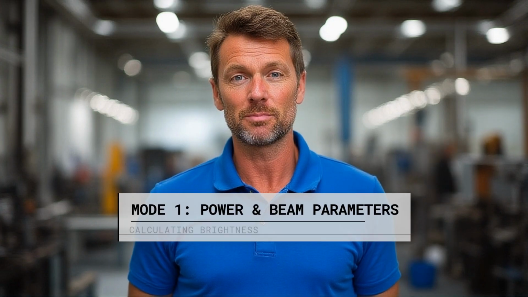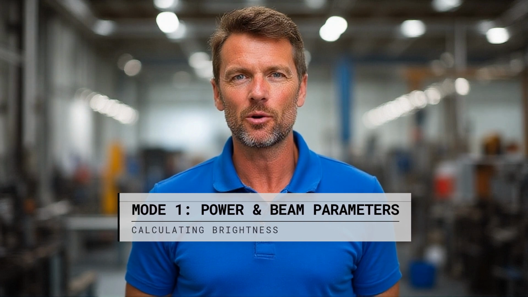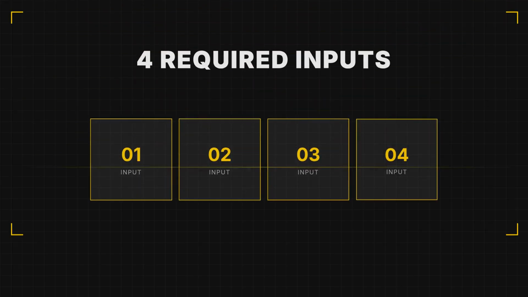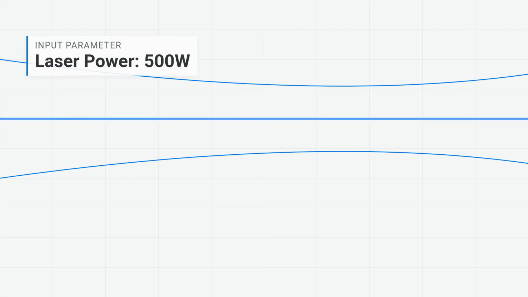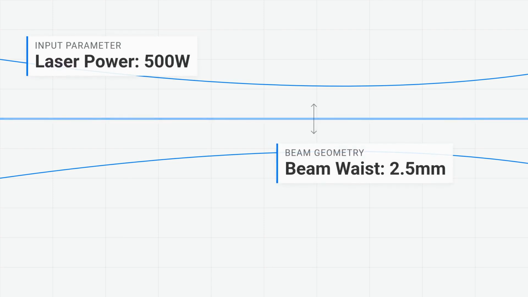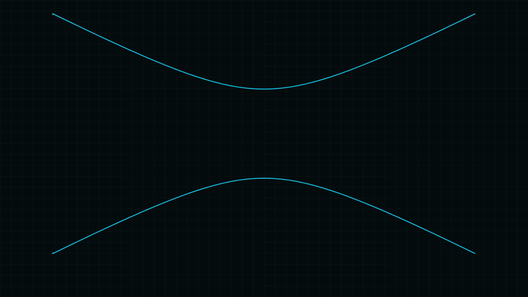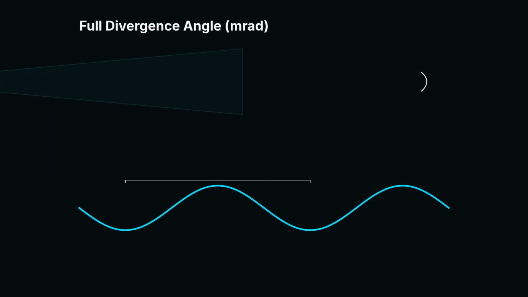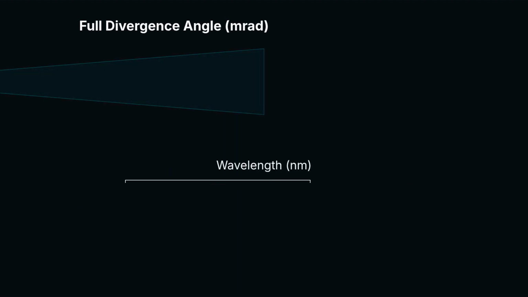Let's demonstrate the first mode, calculating brightness from power and beam parameters. For this calculation, you'll need 4 inputs. First, enter the laser power in watts. Next, input the beam waist radius in millimeters. This is the radius at the beam's narrowest point. Then add the full divergence angle in milliradians, which describes how the beam spreads. Finally, enter the wavelength in nanometers.